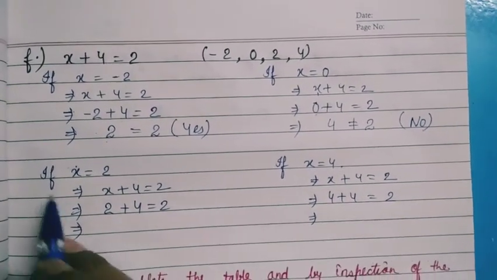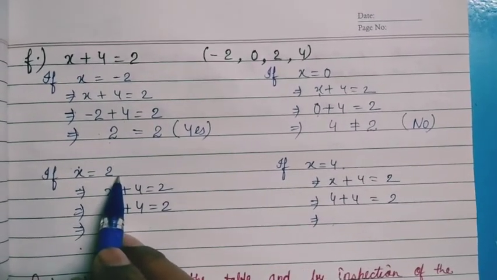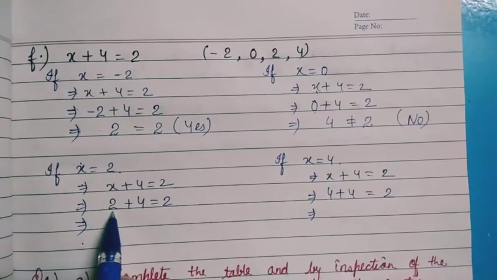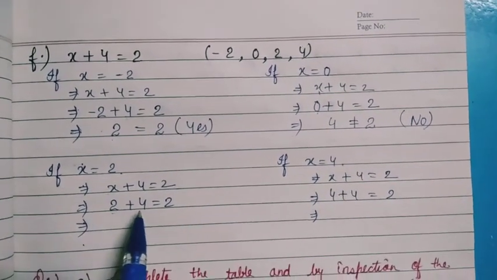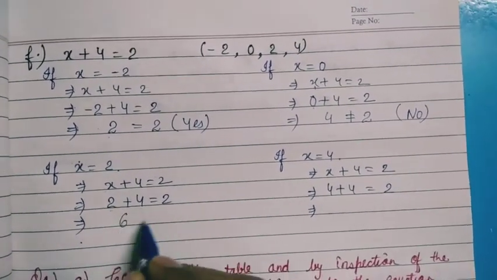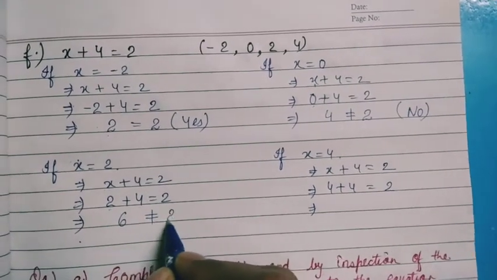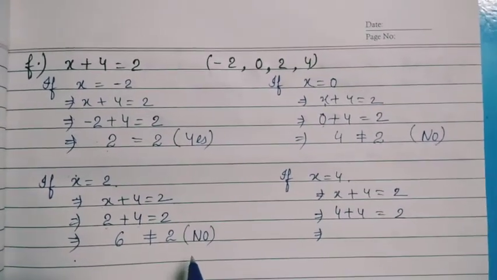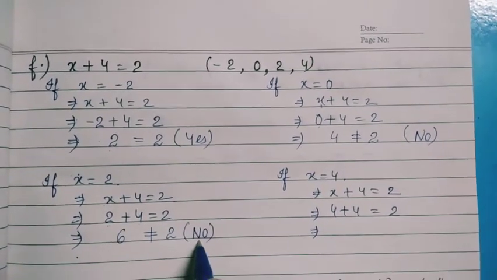Third case, if x is equal to 2, it means on the expression on the place of x we will put 2. 2 plus 4 is 6, which is not equal to the right of 2. It means this is not the solution of the equation.